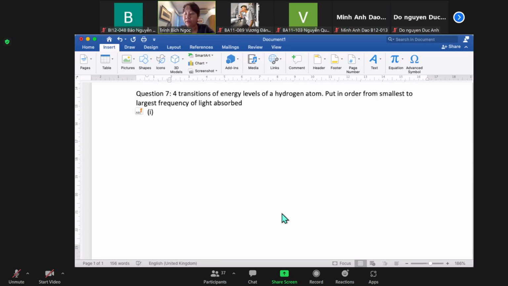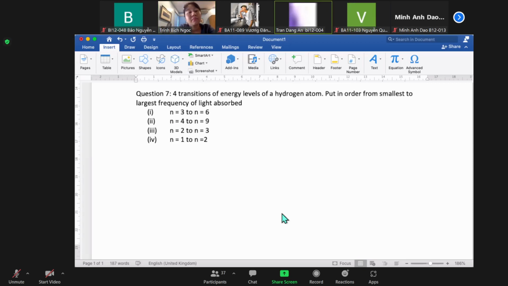So they give you the first one from n equal to 3 to n equal to 6. n equal to 4 to n equal to 9. n equal to 2 to n equal to 3, and from 1 to 2. I think the order is 4, 3, 1, 2.